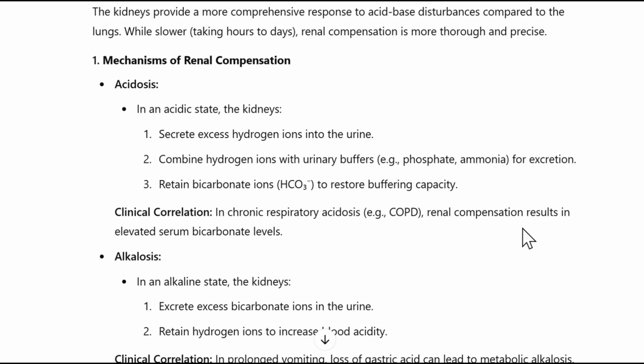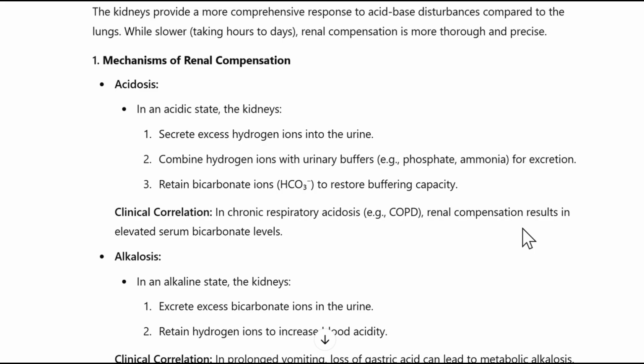Acidosis. In an acidic state, the kidneys: 1. Secrete excess hydrogen ions into the urine. 2. Combine hydrogen ions with urinary buffers, e.g. phosphate, ammonia, for excretion. 3. Retain bicarbonate ions, HCO3-, to restore buffering capacity. Clinical correlation. In chronic respiratory acidosis, e.g. COPD, renal compensation results in elevated serum bicarbonate levels.